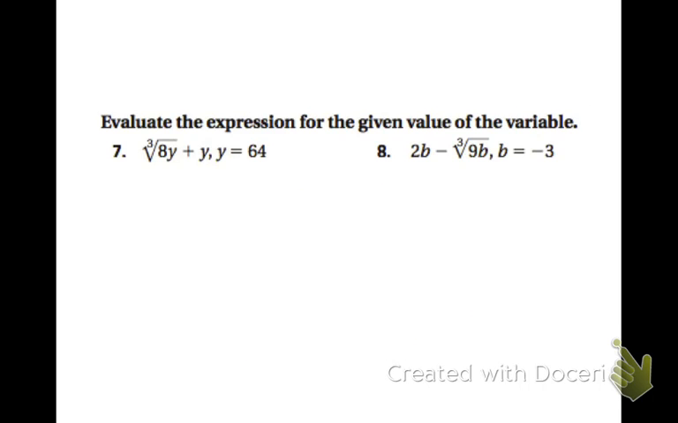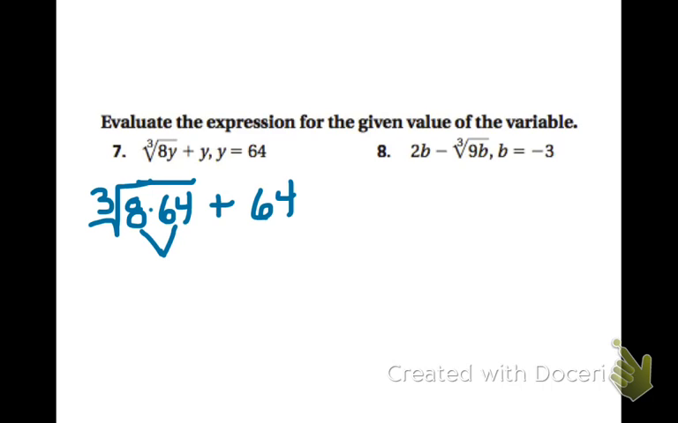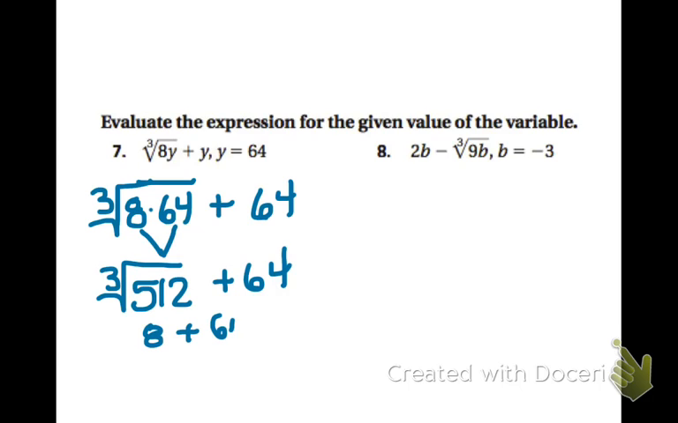So substituting in values, we are told that y is equal to 64. So the cube root of 8 times 64, plus 64. Two ways to solve this. Because 8 and 64 are each individually perfect cubes, we could take the cube root of 8, which is 2, and the cube root of 64, which is 4, and multiply those. Or you can simply multiply the two numbers, keeping them under the cube root symbol, and then evaluate that. So we get the cube root of 512, which is 8. When we add 64, the final value is 72.